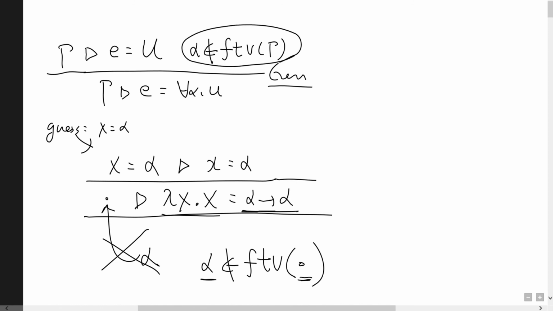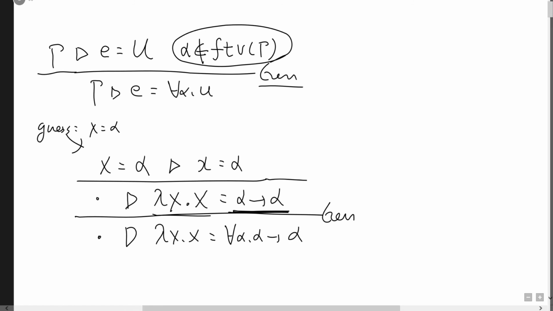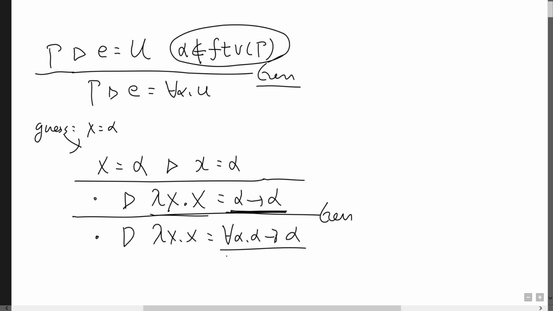And alpha is found inside the type of this expression. So perhaps this is the best place where we can apply this generalization rule. So we apply the generalization rule, and then we deduce lambda x dot x has type for all alpha, alpha arrow alpha. Intuitively, this is the most general possible type that can be assigned to this lambda abstraction. So this is one example of using this generalization rule in a proper way.